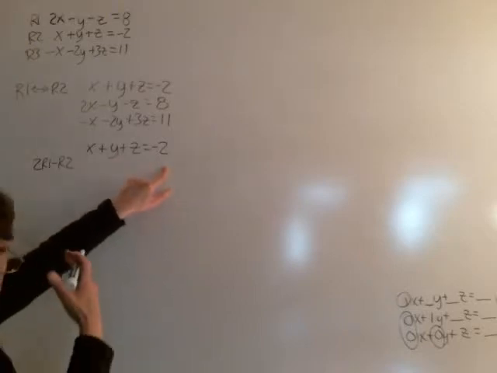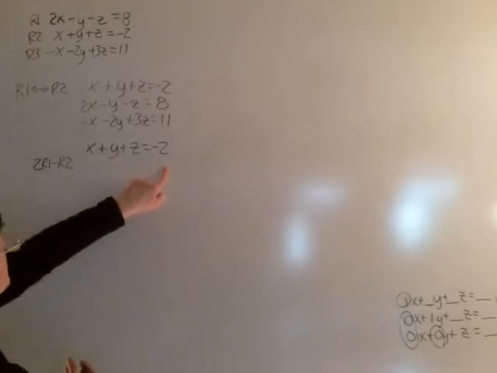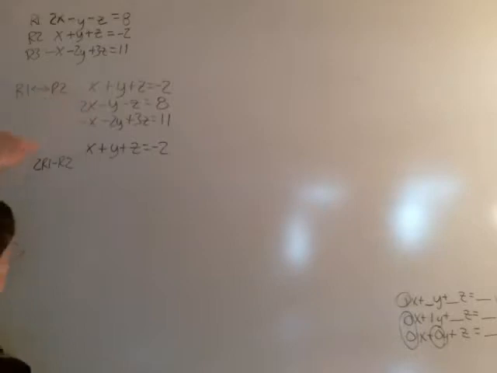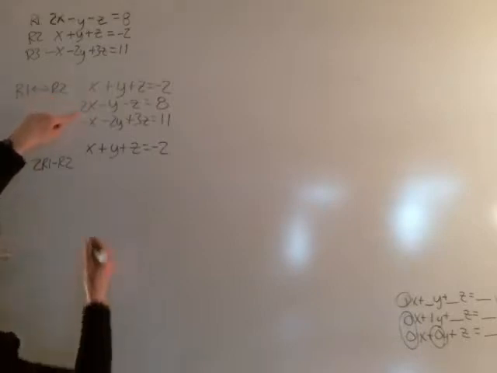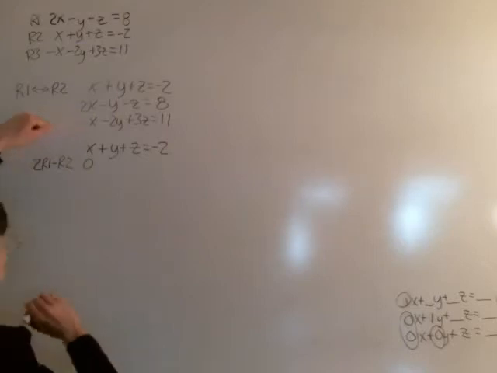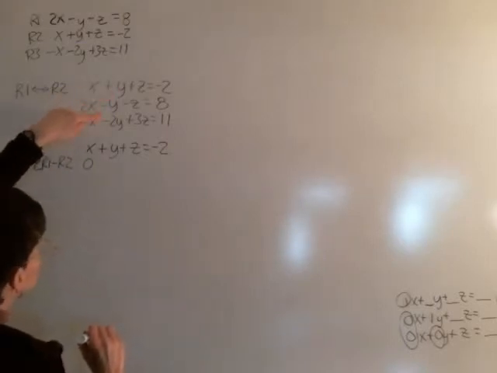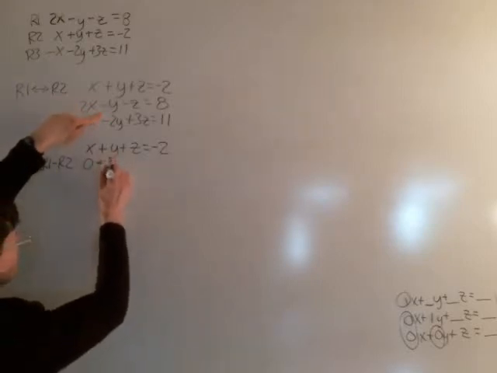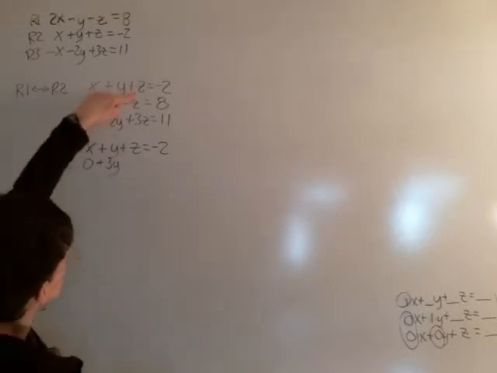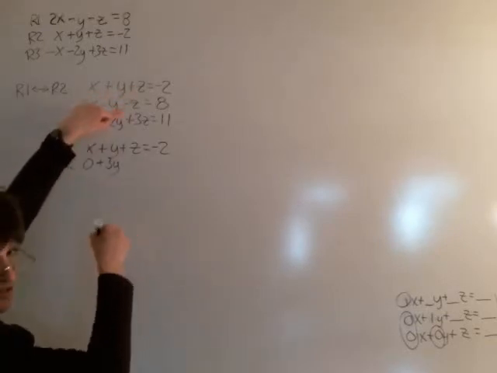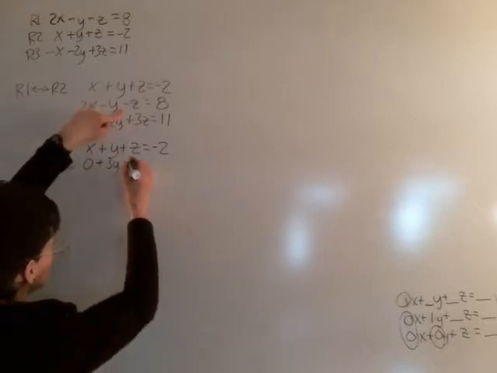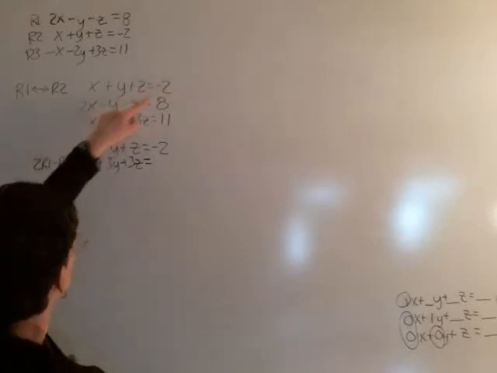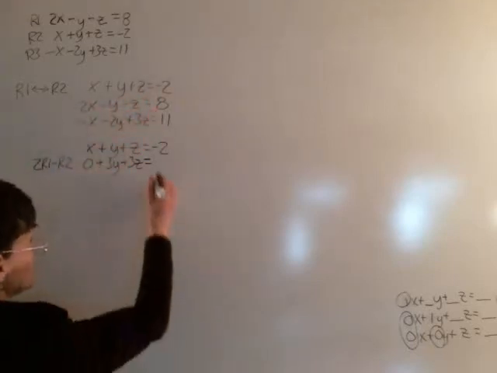Now you can do the actual math work on a scrap sheet of paper. I am going to just do it right here and talk it through as we go. So 2 times R1: 2 times x minus 2x is 0x. So that's a 0. 2 times y minus a negative y is 2y plus y, which is 3y. And then 2 times z minus a negative z, so 2z plus z is 3z, equals, and then 2 times negative 2 is negative 4 minus 8. So negative 4 minus 8 is negative 12.